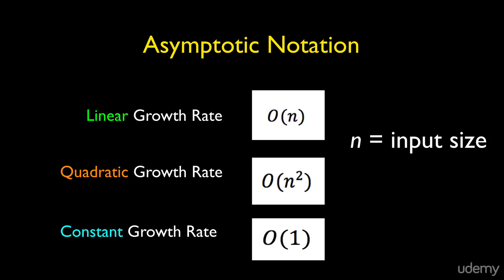There's just a single operation that's being carried out when it comes to constant, regardless of the input size. We don't even consider n. It's just going to be 1. One single operation, regardless of the input size, is the constant running time.